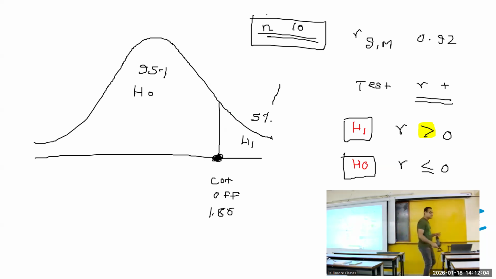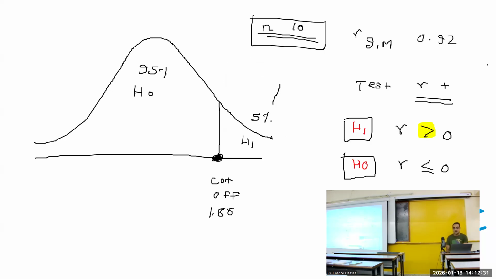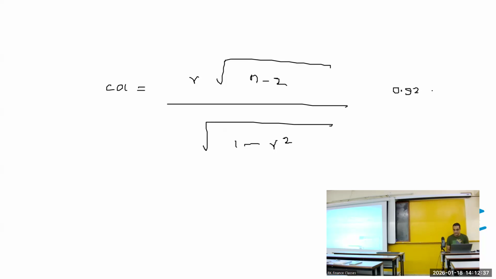Next one is calculated value, and that's where you have to remember a lot of formulas. And इसका एक formula था. R into root of n minus 2 upon 1 minus r. Good. So let's put those values and get the calculated value. R into square root of n minus 2 into square root of 1 minus r square. R 0.92. Square root of n minus 2, that's 8, 10 minus 2. And it's just square root of 1 minus 0.92 square.